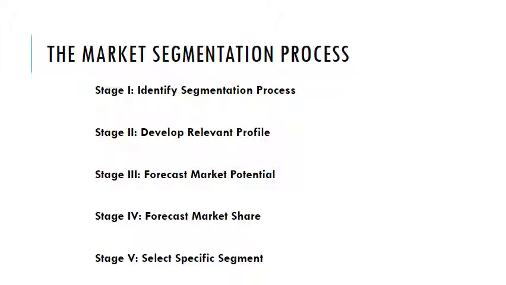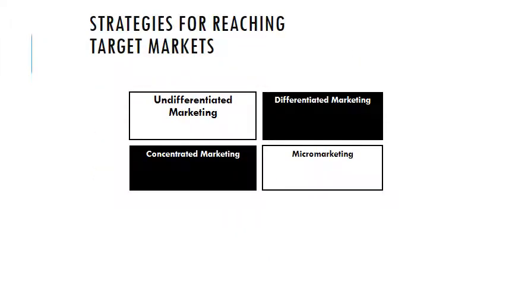So what is the market segmentation process? The first stage is to identify the segmentation basis. Then stage 2, develop the relevant profile of customers, at least have a rough idea of who should be the customers. Then work out a forecast of the market potential of those customers. Then focus on market share, how much market share you can achieve, and finally go into selecting your specific segment. Next are strategies for reaching different target markets once you segment.